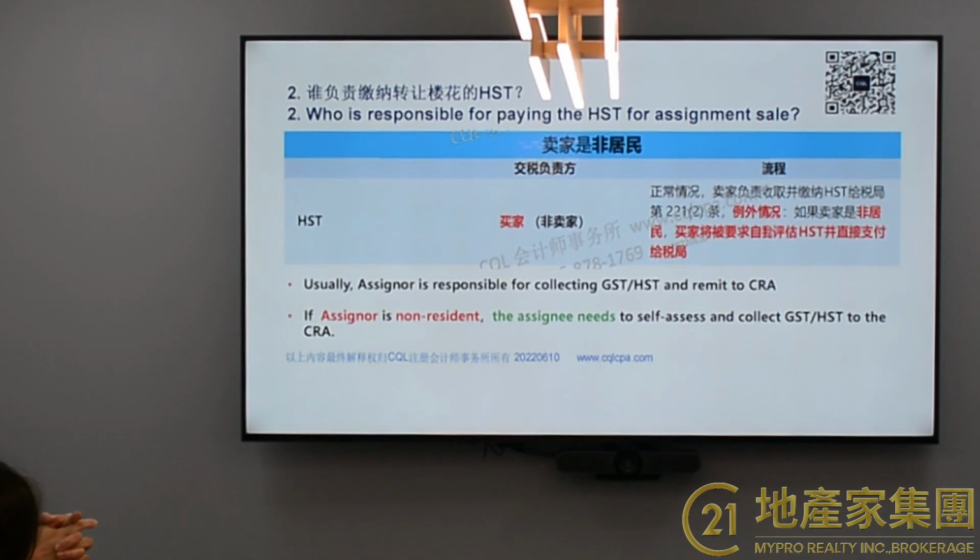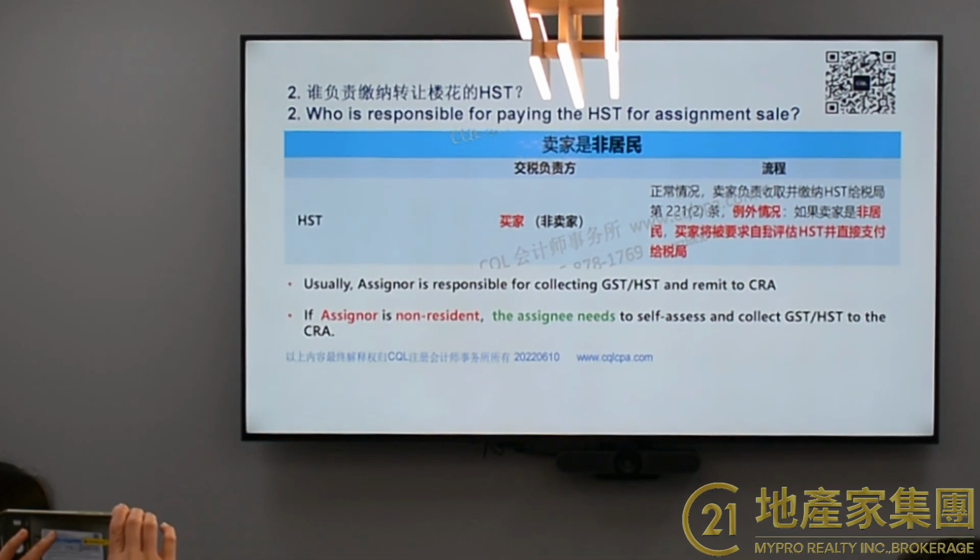Okay, the revenue agency says usually the seller is responsible for collecting HST and then remitting it to the revenue agency. So which means the seller needs to pay HST and give it to the revenue agency. But if the assigner is non-resident, which means the seller is a non-resident, then the assignee, the buyer, needs to self-assess and then remit the GST, HST to the revenue agency.